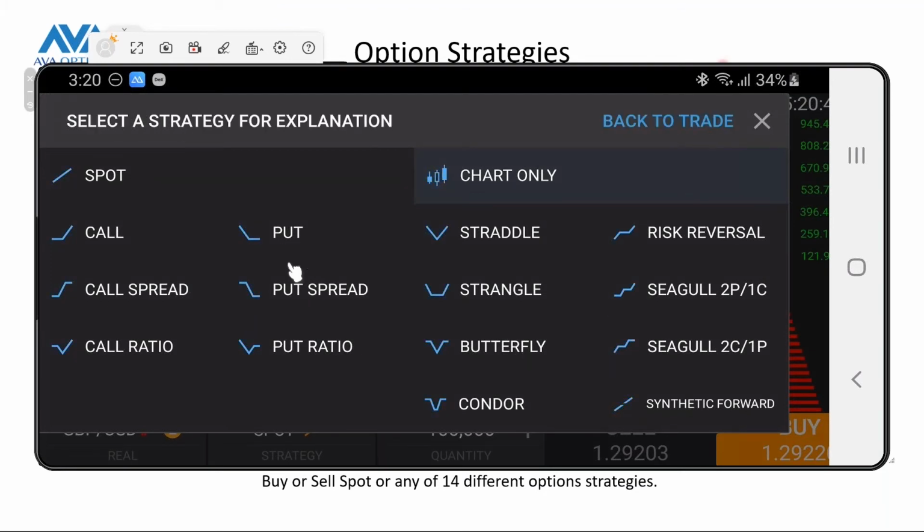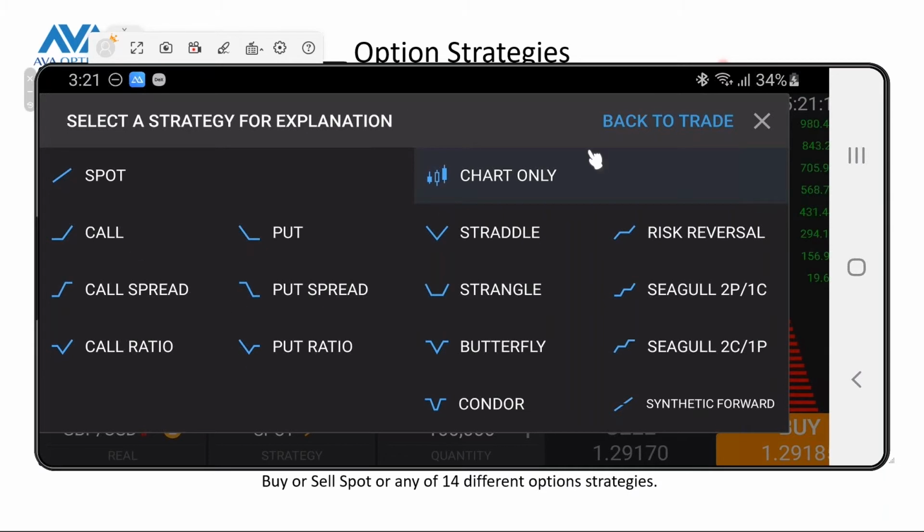We already covered spot, which is the underlying asset, buying or selling FX. The underlying is the straightforward trade, but we also can buy or sell calls or puts. We already reviewed those. But by combining buying and selling calls and puts, we can access all of these other strategies, and that's why we're here today.